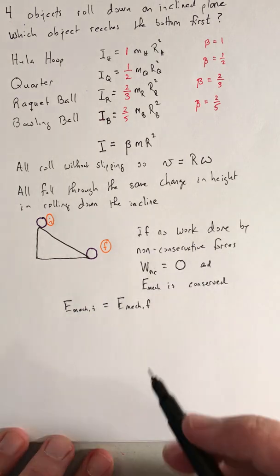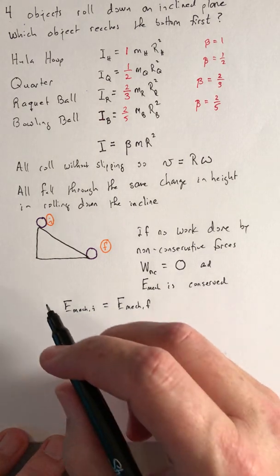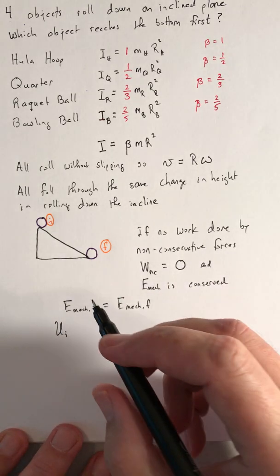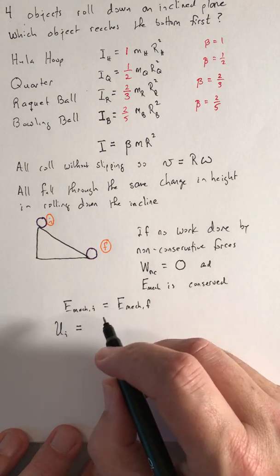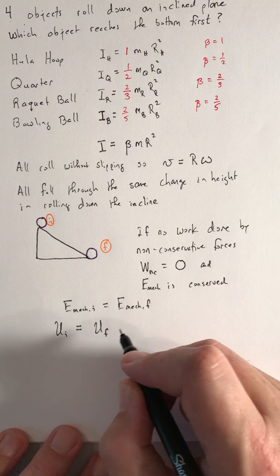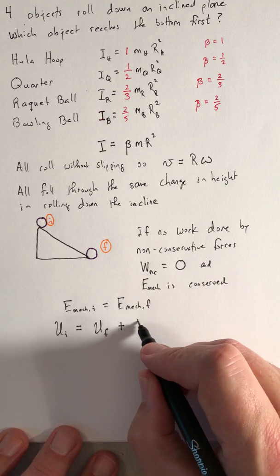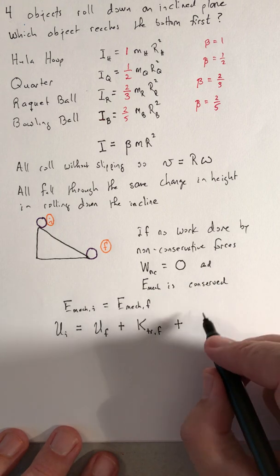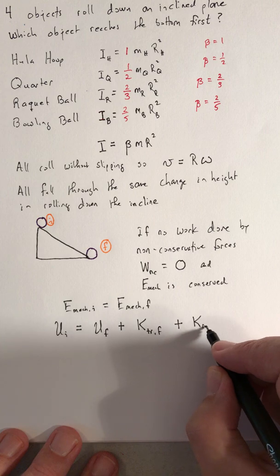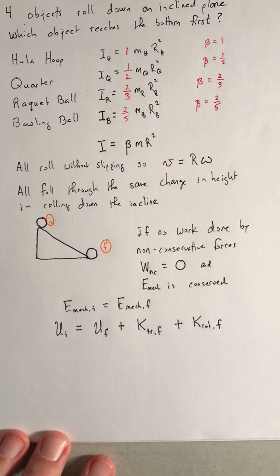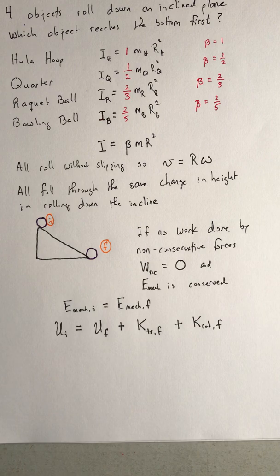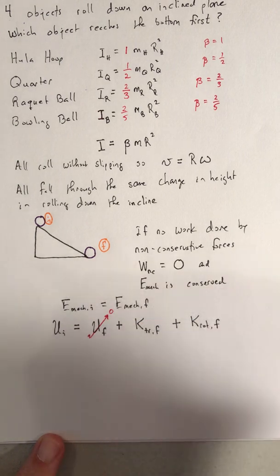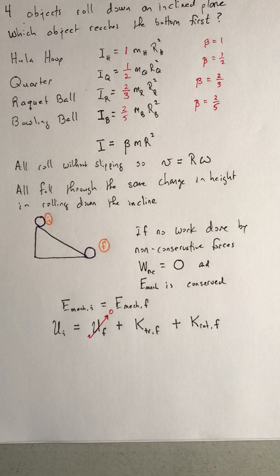At the end, it's all kinetic energy in translation and rotation. So this is a statement that U initial equals U final plus our two kinds of kinetic energy. It's going to be translating as part of its rolling, and it's going to be rotating as part of its rolling. And I'm going to pick the final potential energy to be 0. So that's the point I'm going to measure height from.